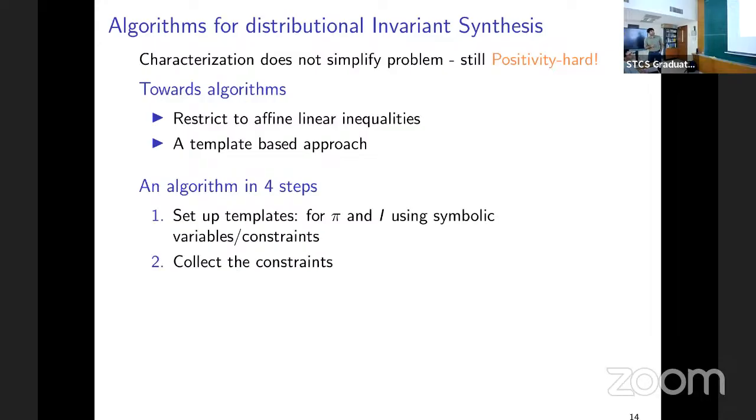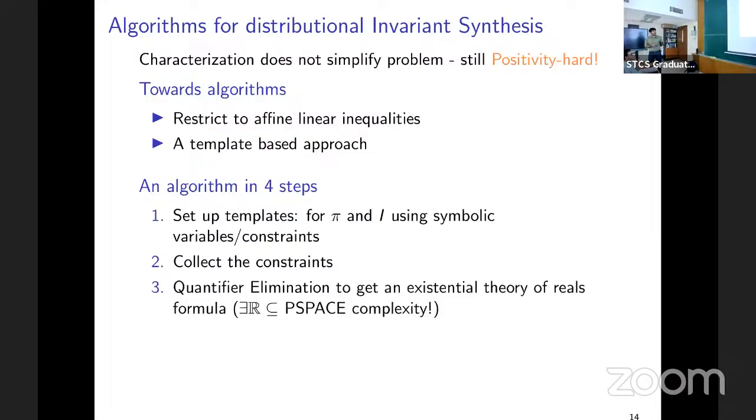Right? So what does it mean? It basically means that we use symbolic variables to represent pi and I, right? And these invariants, now we have restricted them to affine linear inequalities. So those coefficients of that equation will be our variables, right? We will collect all those constraints and we will prove that actually this gives us a problem in basically the general theory of reals.